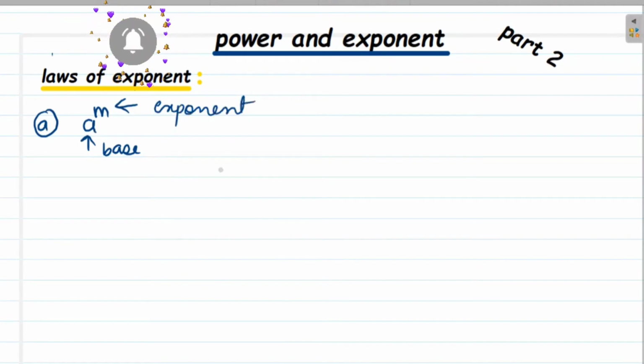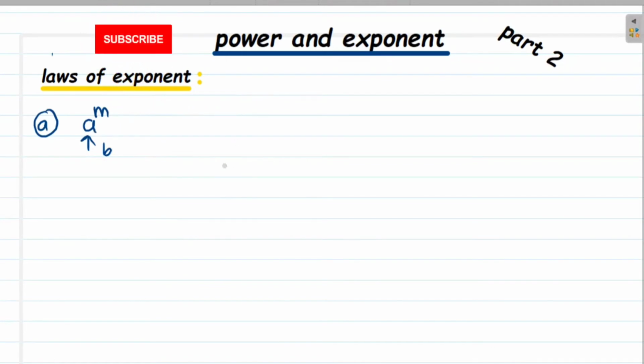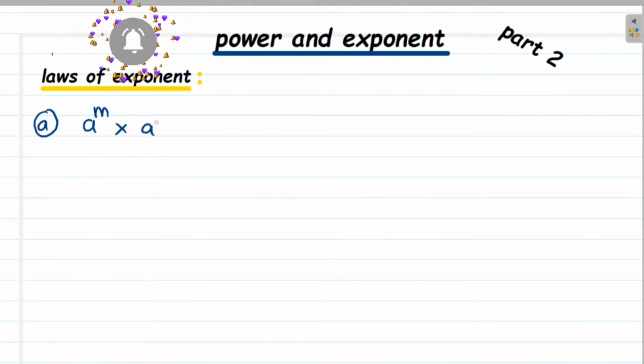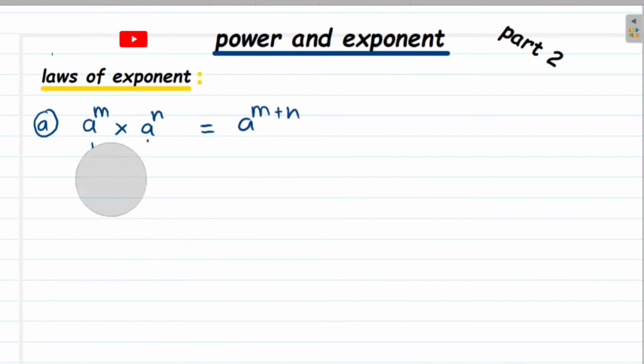Now this first law depends on the base. If I'm having the same base, let's have a raised to m and a raised to n. First power is m, second power is n. But if my bases are exactly the same, then my powers, or the exponents, will get added with each other. Let's have one example for this, to see how this law works.